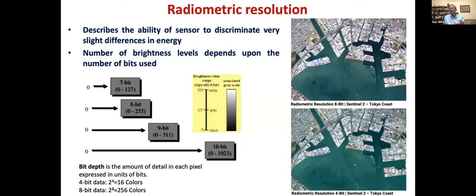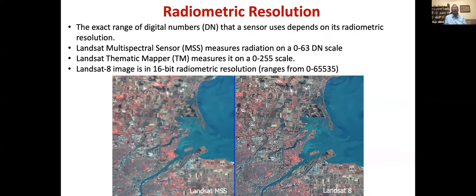It's much less sharp. And also the differentiation among different colors, in terms of buildings or other features, is very subtle here. So it provides a much larger bit depth, and therefore allows you to distinguish very subtle features as well.